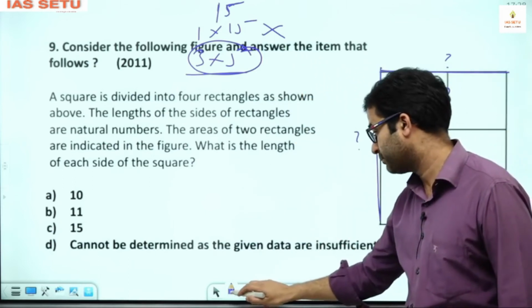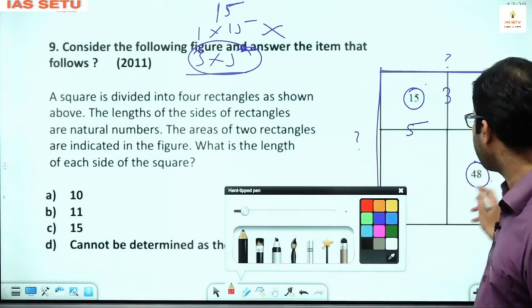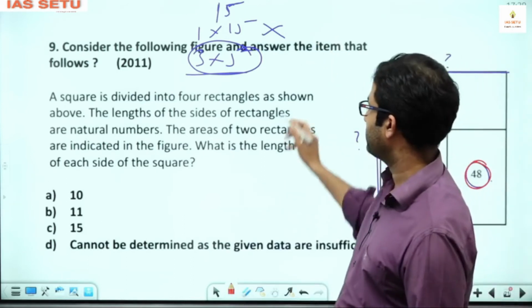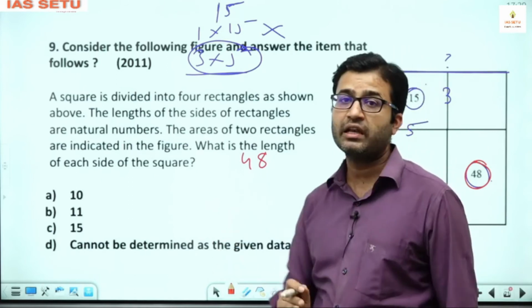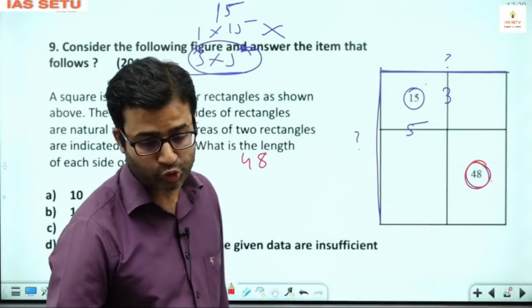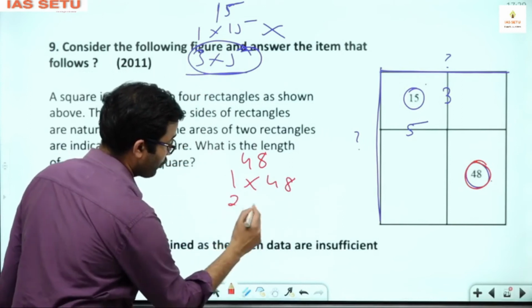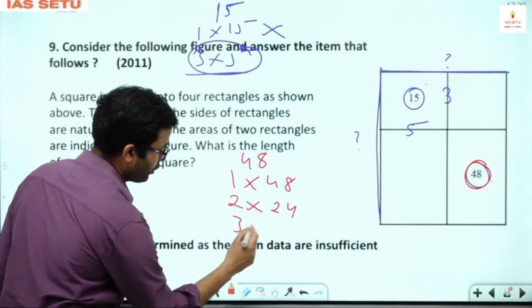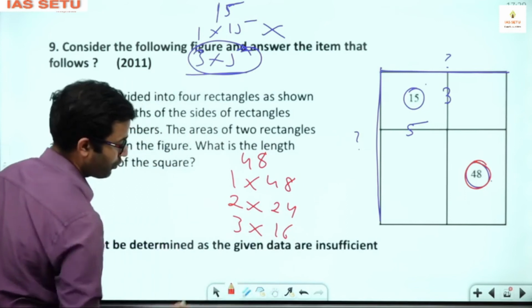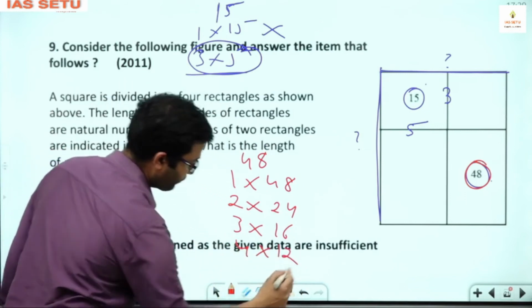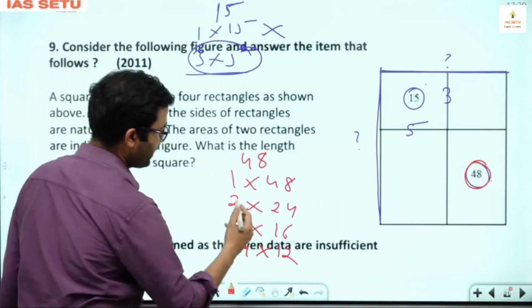Now next, there is a second rectangle where the area is 48. So what will the length and breadth be, where length and breadth have to be natural numbers? What are the factors? 1 and 48, 2 and 24, 3 and 16, 4 and 12, and this is 6 and 8.